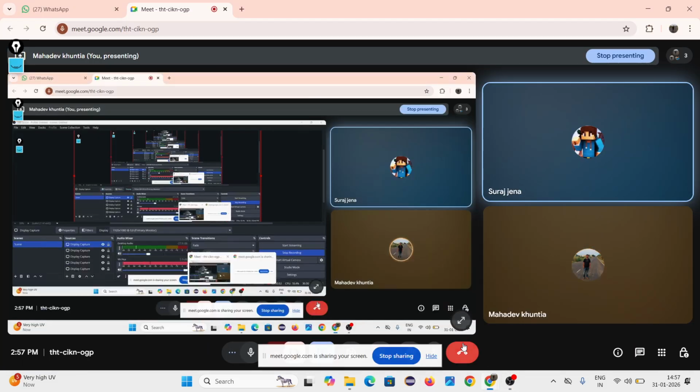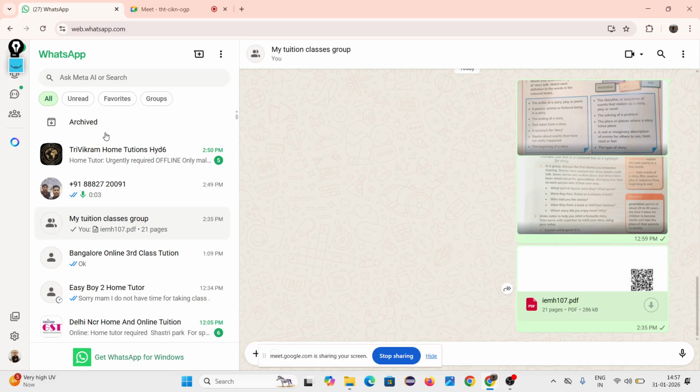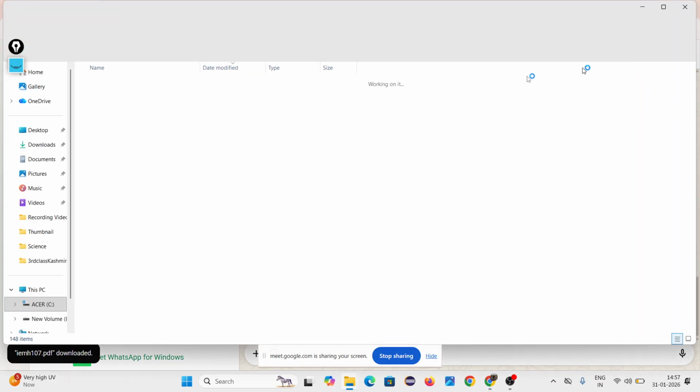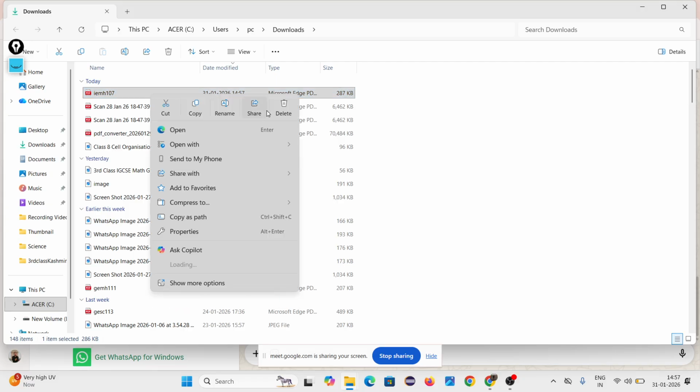The chapter triangle, because this is also an important chapter in 10th class. Triangle and circle, these two are important.